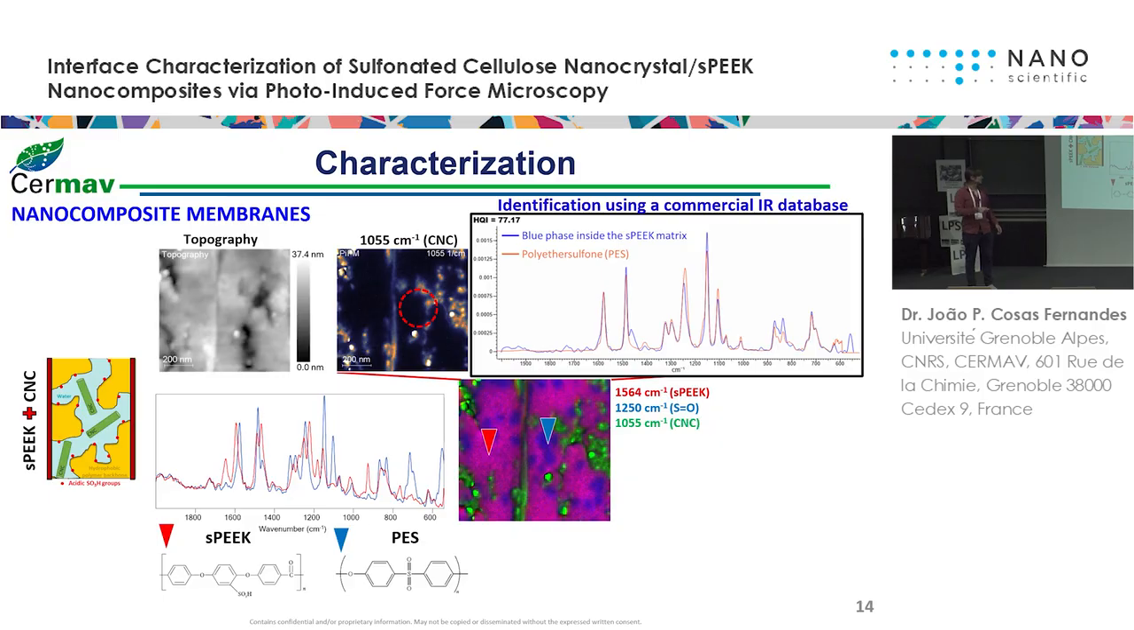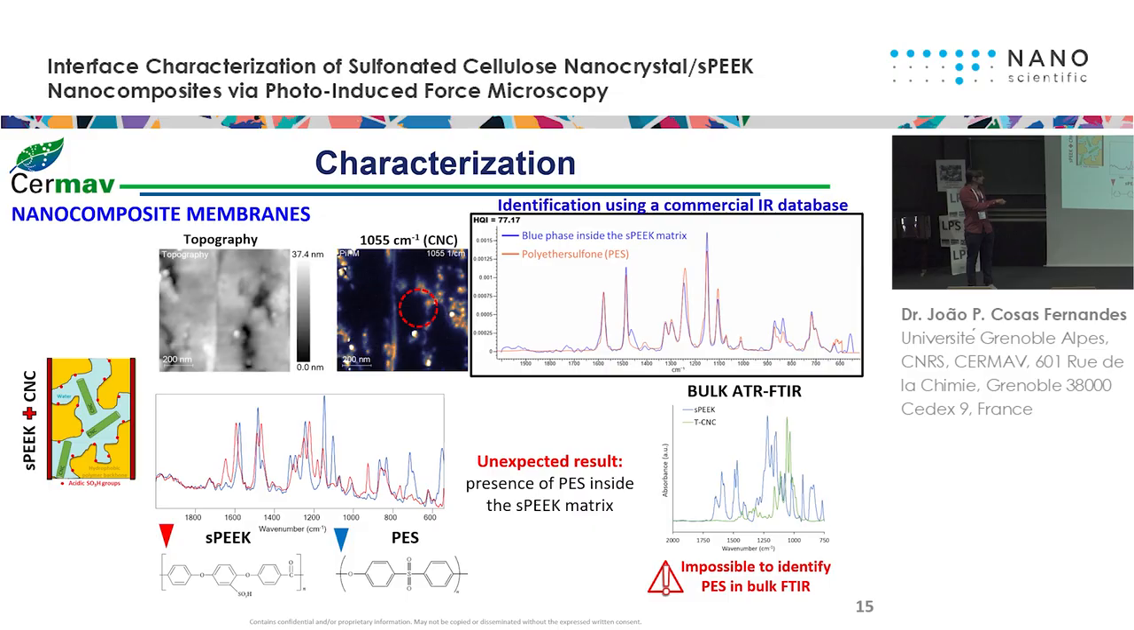So, related to Lucas' question, what I did here was to put this in a commercial database to try to identify it. And the peaks are very well related to this polymer here, PES, polyether sulfone, which has a similar structure to sPEEK, but is not at all the same material. The problem is that I didn't have this information before. When I bought the sPEEK, I bought it as sPEEK. Nobody told me that there was PES inside, right? So this is an unexpected result that I didn't know about because the provider didn't say. But also, it's impossible to identify using bulk FTIR. Unless you know exactly what you're looking for, you cannot have this information, right?